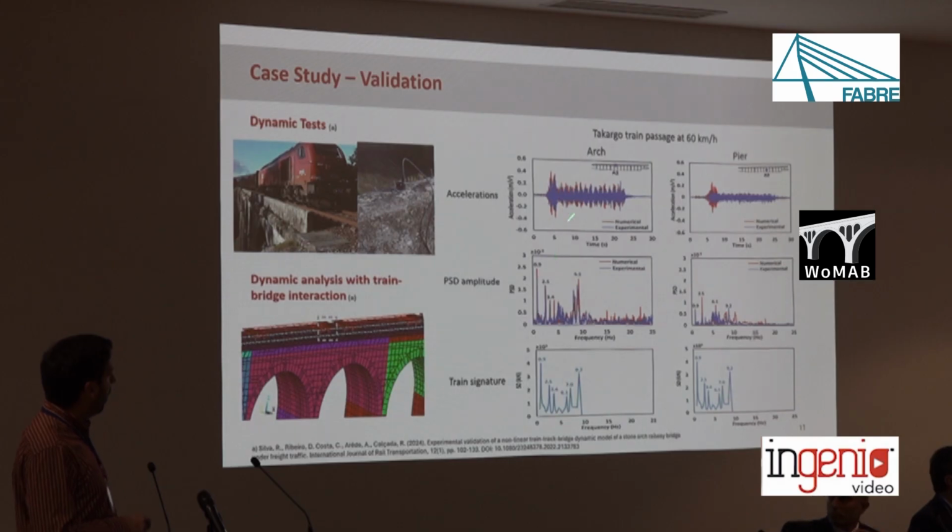So for a passage at 60 kilometers per hour, we see that a very good correlation is obtained between accelerations, spectrum amplitudes, and some of these peaks are related with the train signature, so are due to this train passage.